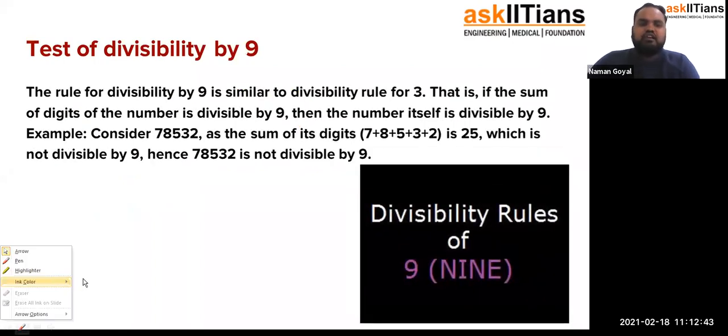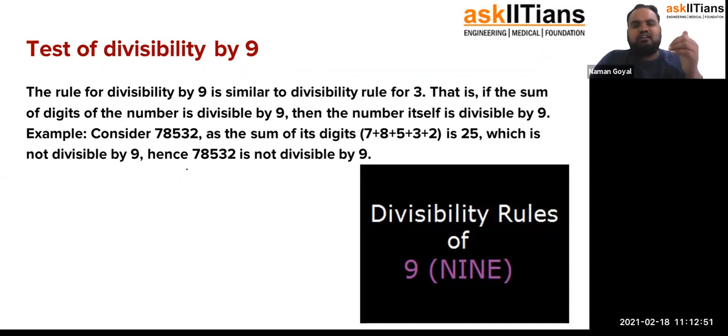For 3, the sum should be divisible by 3. For 9, the sum should be divisible by 9 only, right? So the rule for divisibility by 9 is similar to the divisibility for 3. That is, if the sum of digits of the number is divisible by 9, then the number itself is divisible by 9. The sum must be divisible by 9.